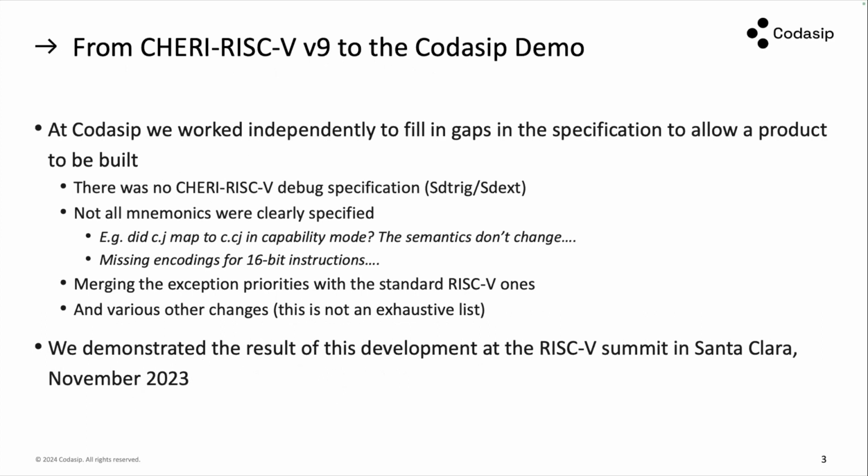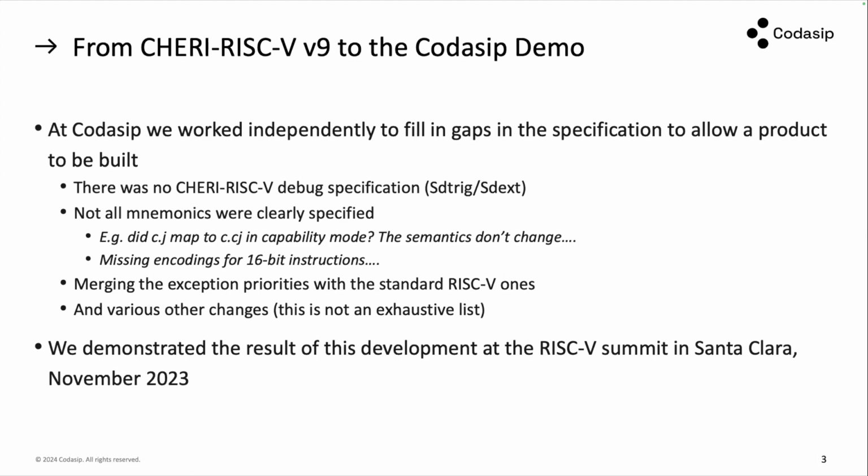So in the background, at CHERITech, we were working to fill in the gaps in the written documents. I think a fair amount of the spec was just in the Sail model. We were trying to turn it into something written down, which we could actually use for design and implementation teams. And there were some things which weren't clearly specified. For example, most instructions in capability mode had a C added, but did C.J also have a C? Because actually the semantics didn't change in capability mode.